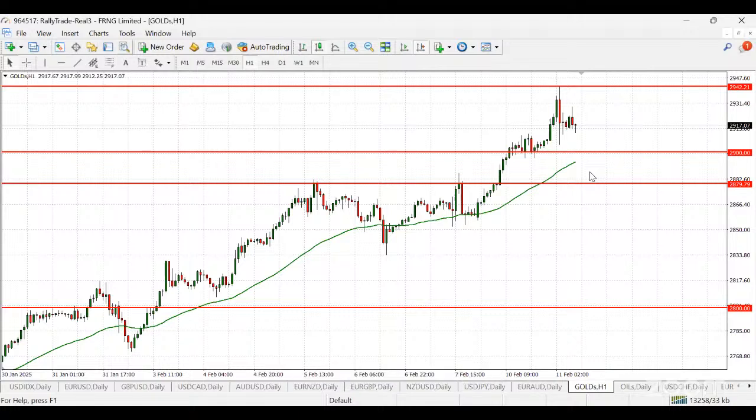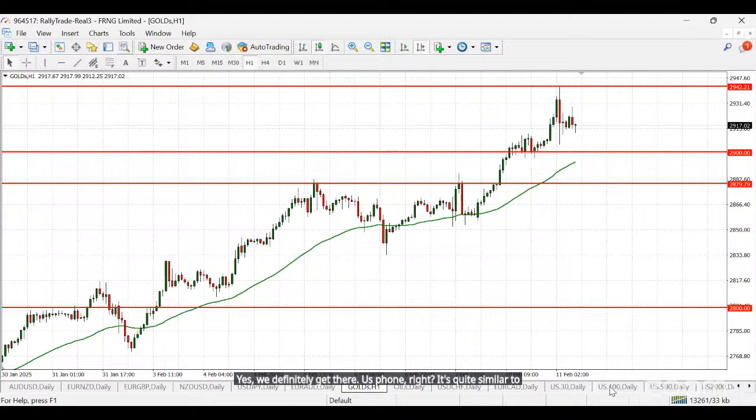This is on the 1 hour time frame. Yes, we'll definitely get there. US 100, it's quite similar to, let's see.